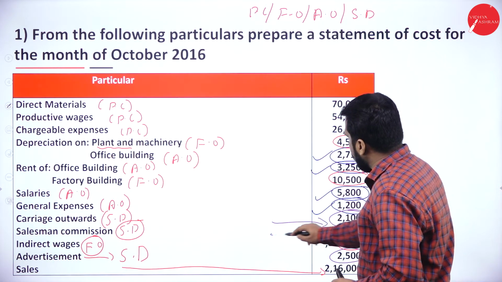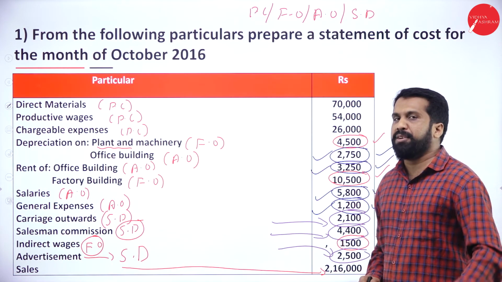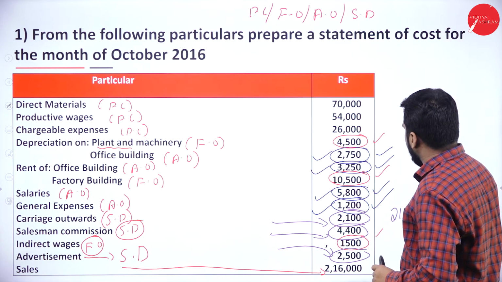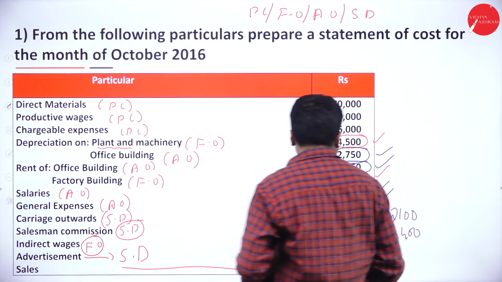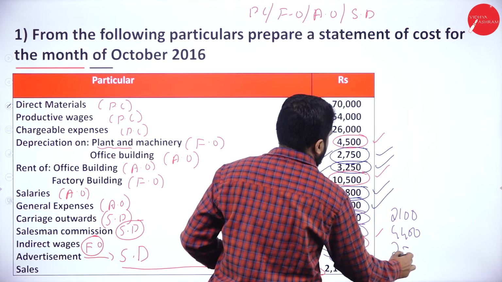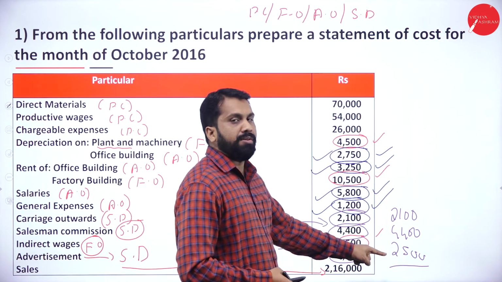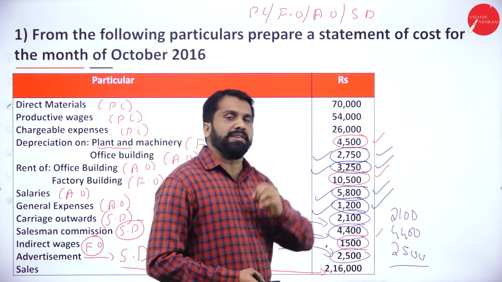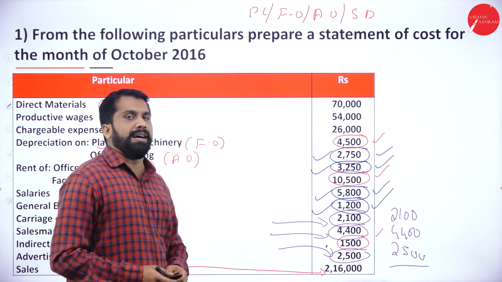1, 2 and 3. How many items do we have? In total we have 3. So it will be 2,100, 4,400 and the last one is 2,500. What is the total? 2 plus 4, 6 plus 2, 8. 8 means it will be 9,000. What is your selling and distribution? 9,000. We'll go back to your answer.